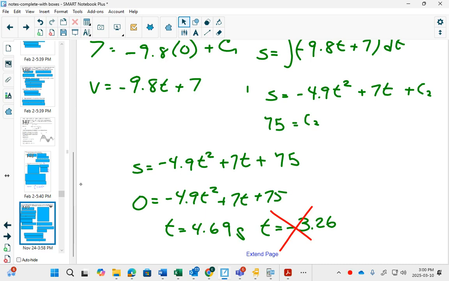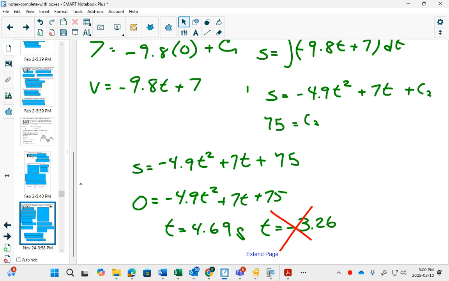Why do I have an x through the negative 3.26? Negative time, like I'm going to throw a golf ball off a cliff, and about 3 seconds before I throw it, it's going to hit the bottom. Right? We have to take into consideration the question. Only the positive answer makes sense.